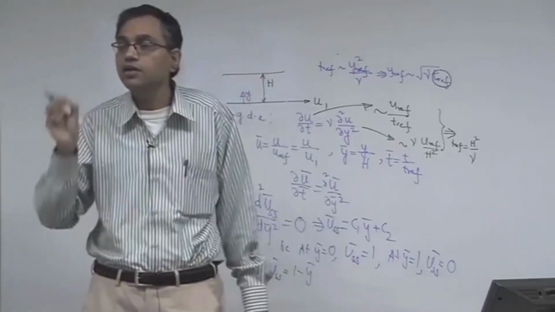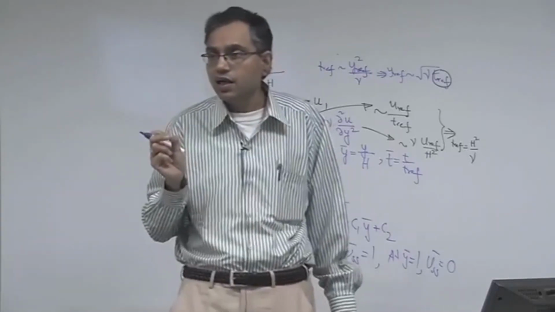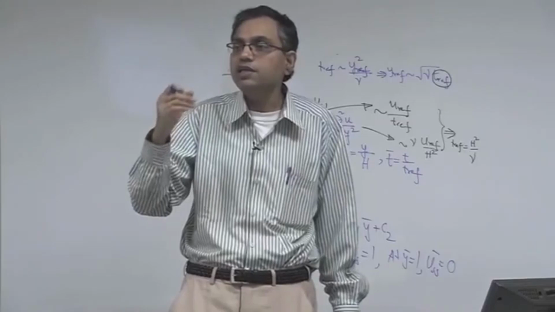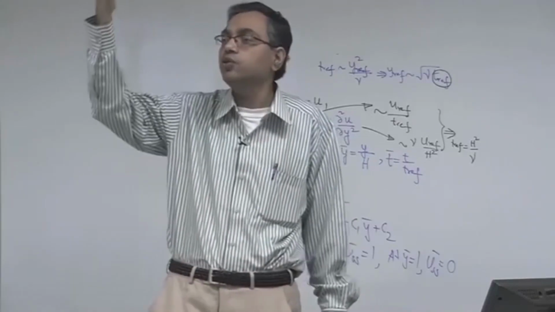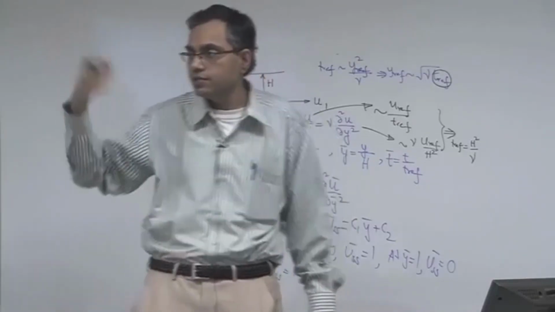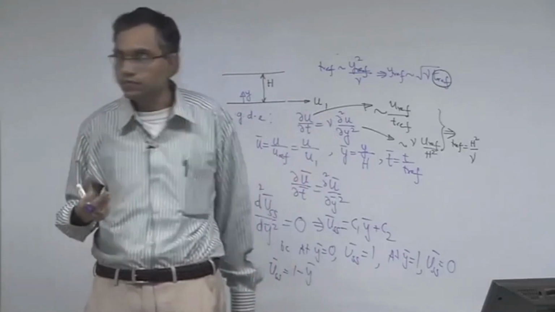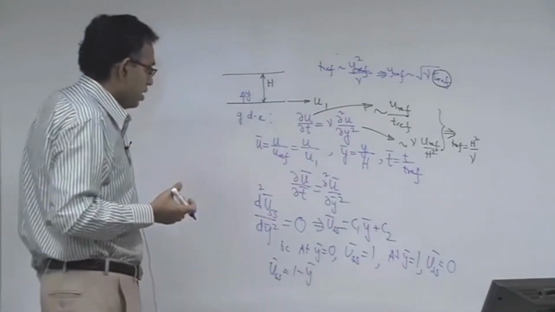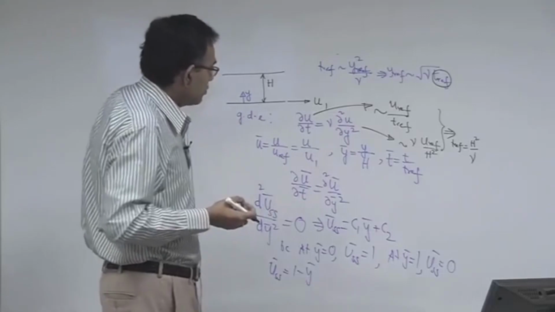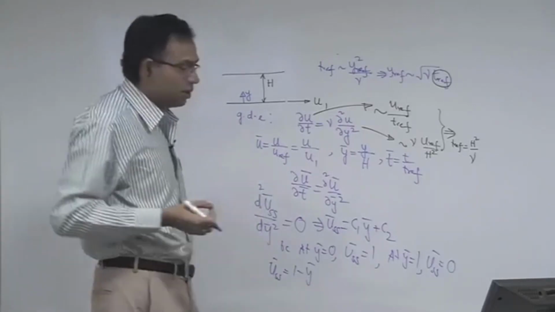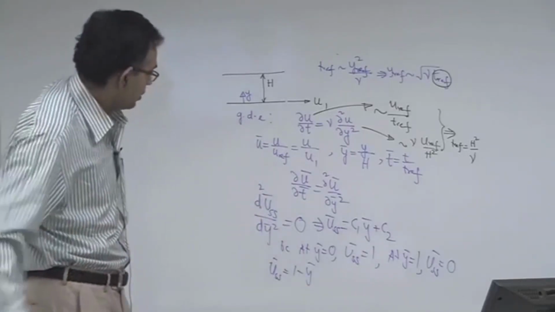If the system never attains a steady state, that means it attains a steady state only at t tends to infinity, that is a very special case that we are not considering here. Now, we are interested in the unsteady part of the solution.